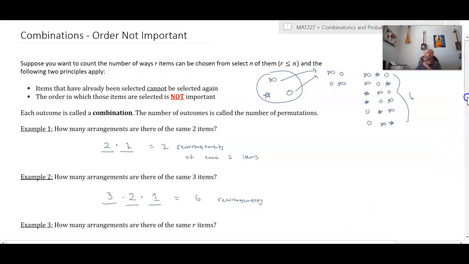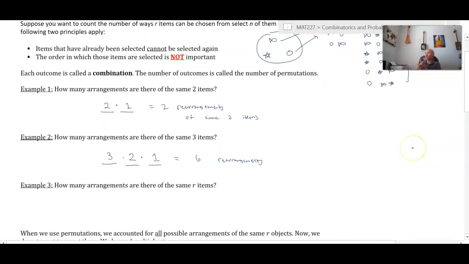What about r of the items? Well, the idea is the same, because if I take r items and I ask how many ways I could rearrange them, there's r possibilities for the first one, there's r minus 1 possibilities for the second one, r minus 2, right? We're just subtracting 1 off each time, all the way down to 1. Well, that is really just the definition of r factorial, and there's r factorial rearrangements of the same r items.